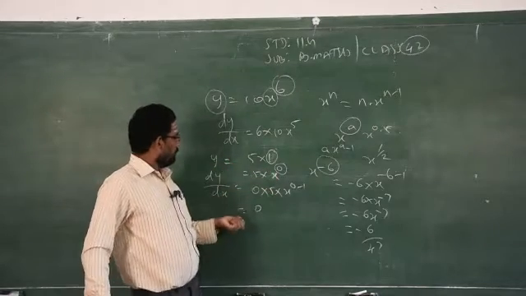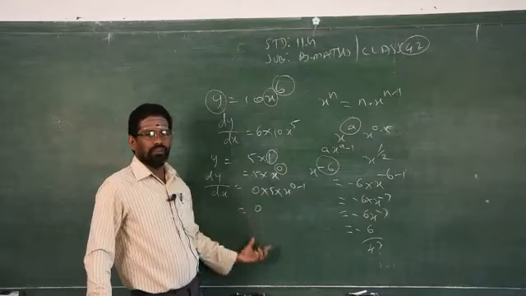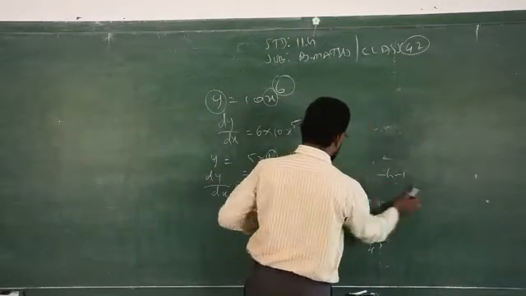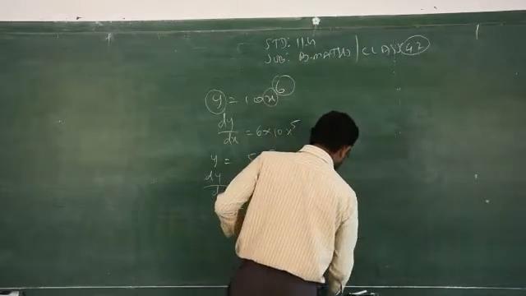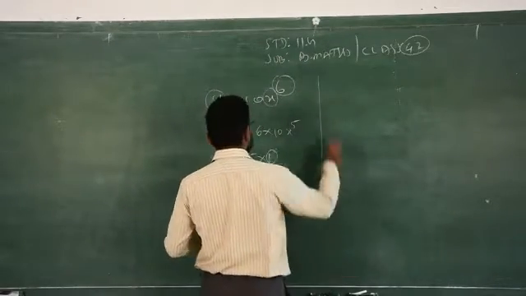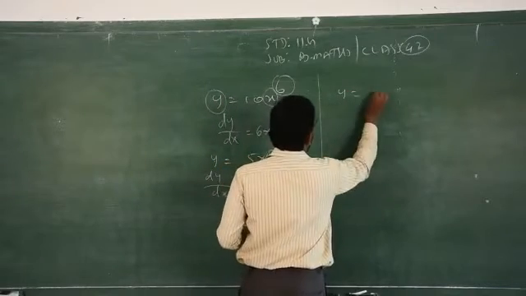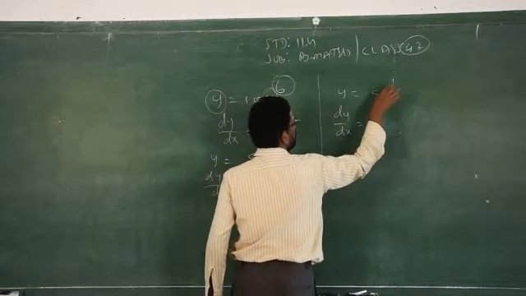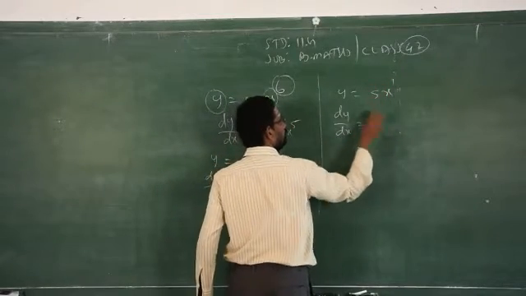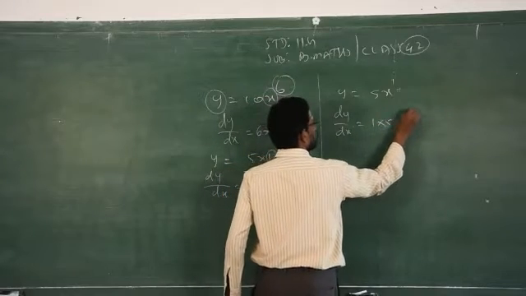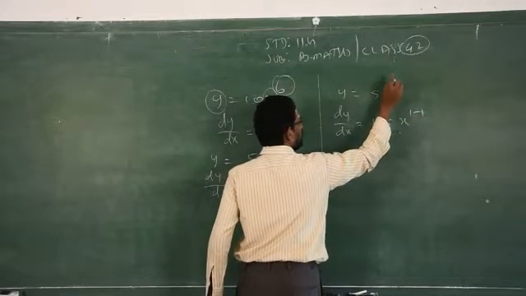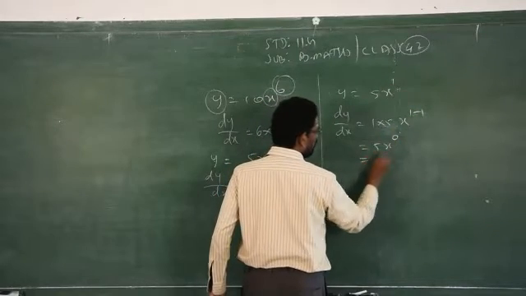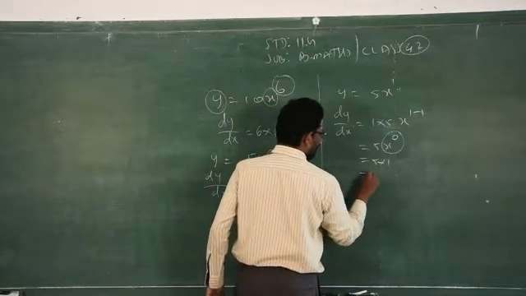Clear? So therefore differentiation of a constant is always 0. The next one, more concept. Once you know the basic concept, the exercise problems are so simple. So y is equal to 5x. dy by dx is equal to, what is the power of x over there? 1. So the 1 becomes the multiplier: 1 into 5 x power 1 minus 1, because you have to subtract 1 from the power. So 5x power 0. Anything power 0 is how much? 1. 5 into 1 gives you 5.